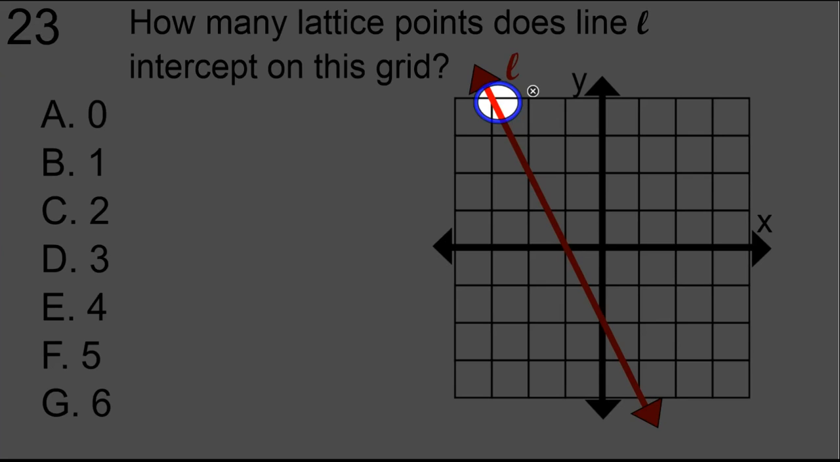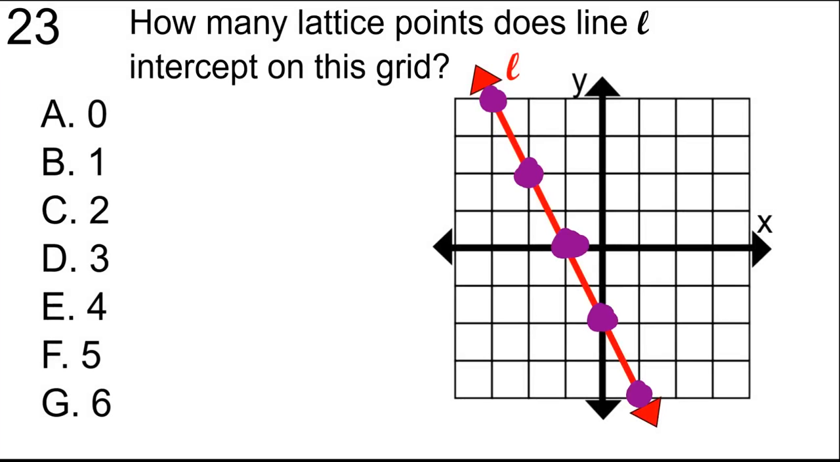Number 23, how many lattice points does line L intercept on this grid? We should be able to identify this. That's 1, 2, 3, 4, and finally 5. The answer for number 23 is F.